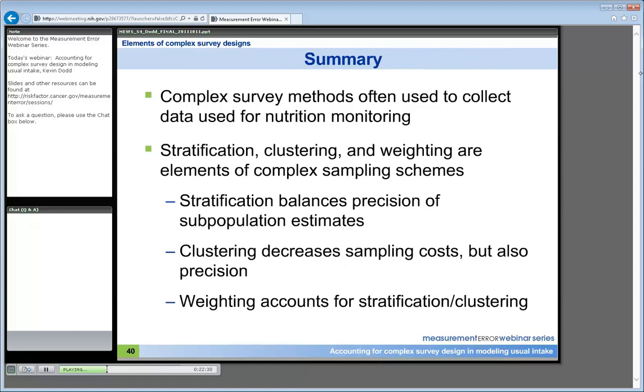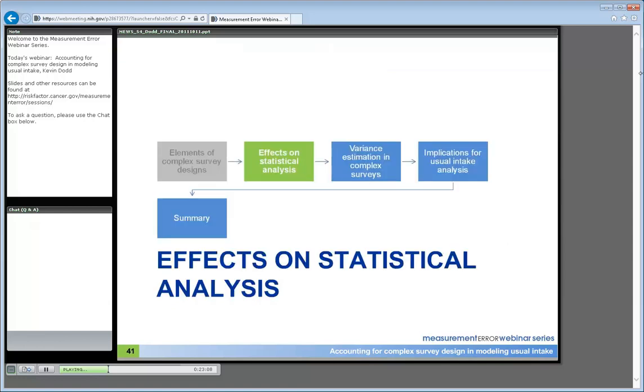So to summarize this part of the talk, I've told you that complex survey methods are often used to collect data used for nutrition monitoring of large populations. These complex survey methods can use some or all of stratification, clustering, and weighting. In general, stratification provides a way of balancing the precision of subpopulation estimates, whereas clustering decreases your sampling costs, but at the expense of precision. And weighting is usually necessary to account for the effects of stratification and clustering, but it may also be used to account for additional adjustments, for example, if you were making sure that your sample represents your population.